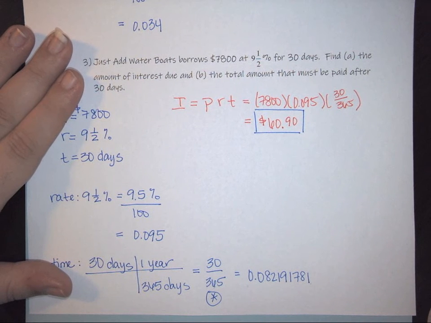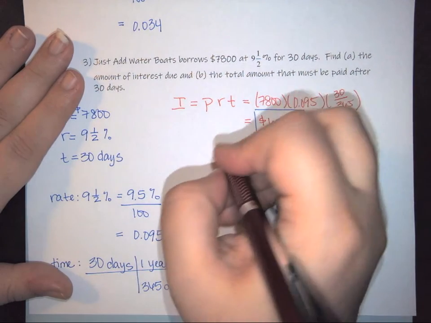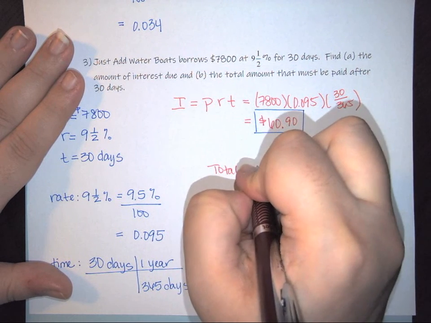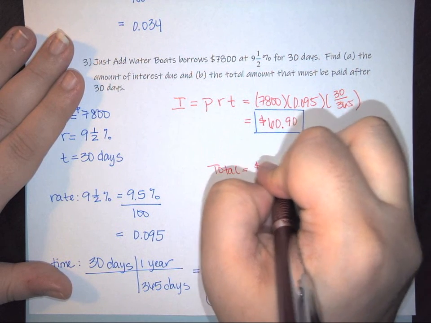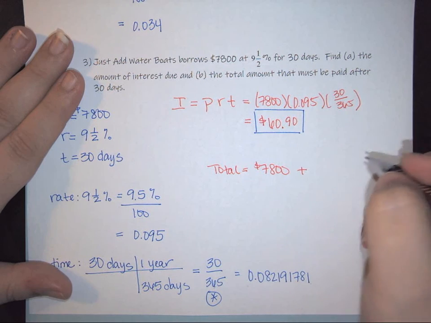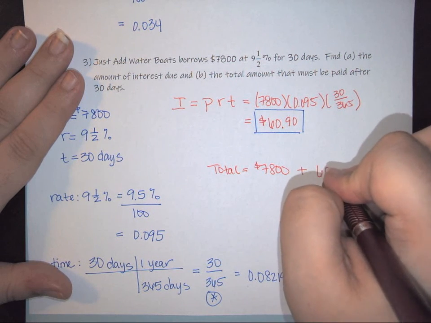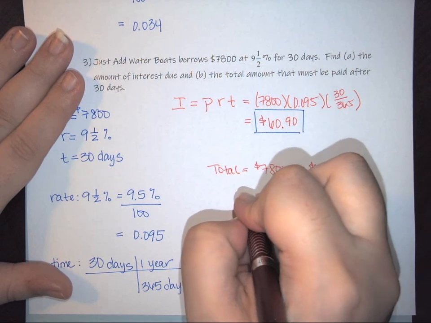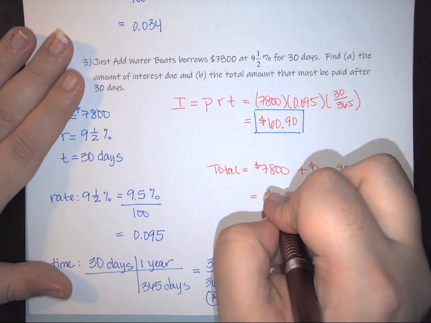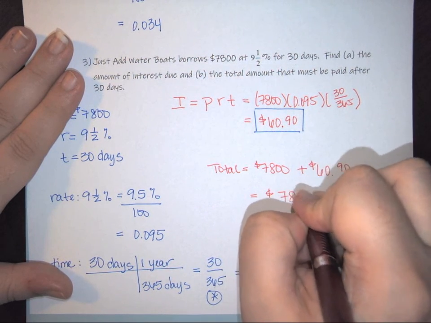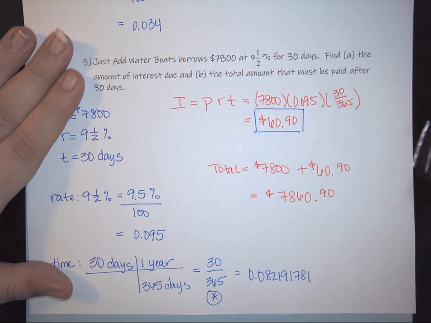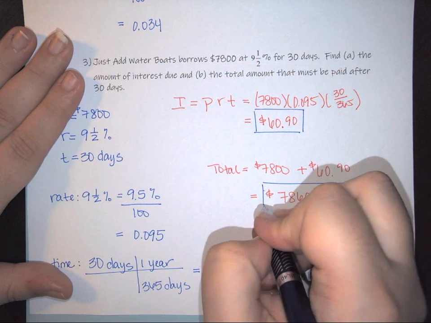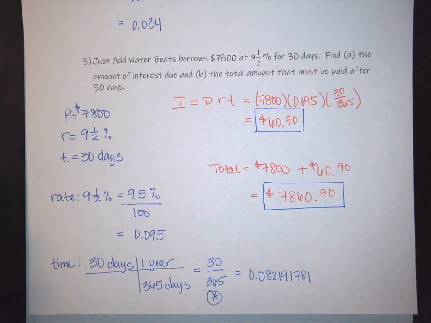Now, in order to find the total amount that must be paid back, your total here is going to be that you take your $7,800 and you add in your interest due, which is $60.90. So that's going to give you a total that you owe of $7,860.90. And here would be the second result of your problem.